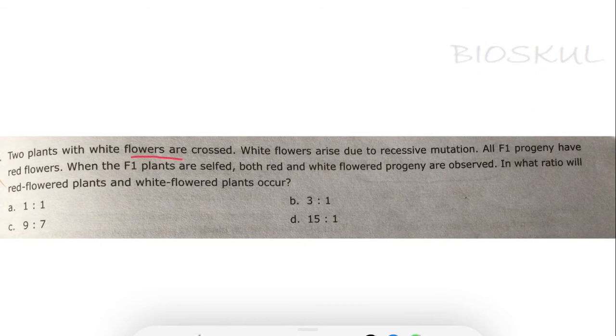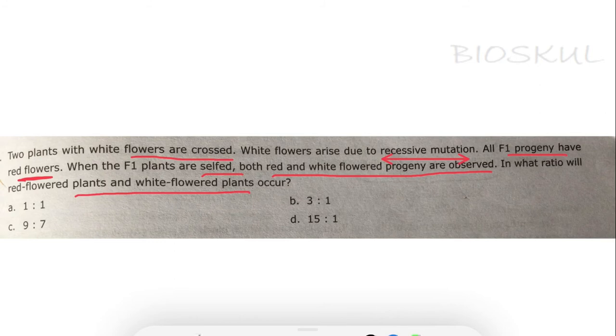Two plants with white flowers are crossed. White flowers arise due to recessive mutation. Here it is mentioned that the white flower is because of the recessive mutation. All F1 progeny have red flowers. When F1 plants are selfed, both red and white colored progeny were observed. In what ratio will red flowered plants and white flowered plants occur?